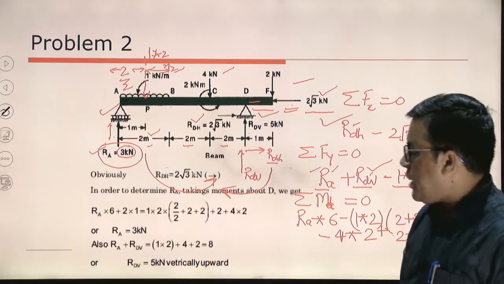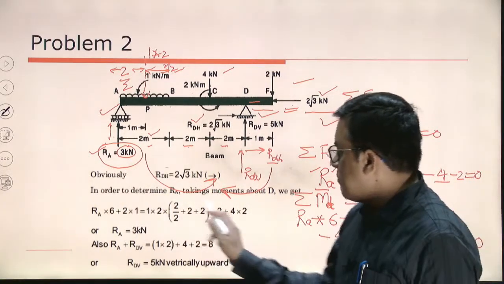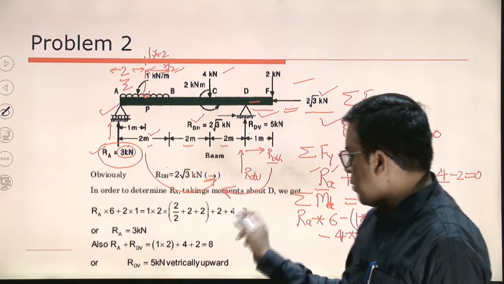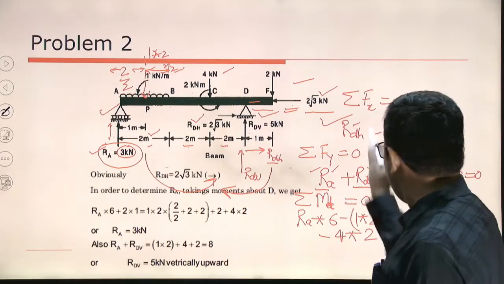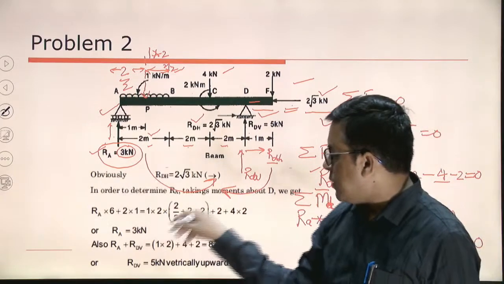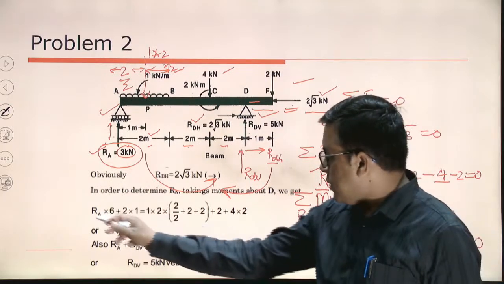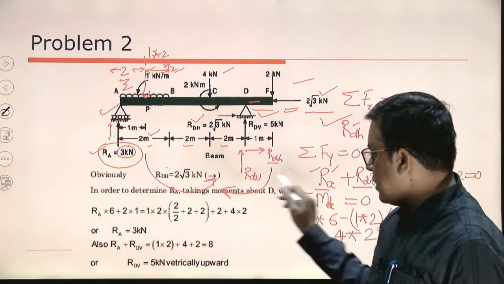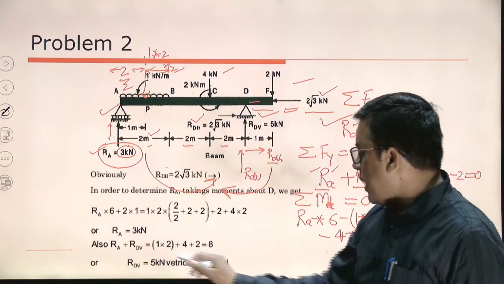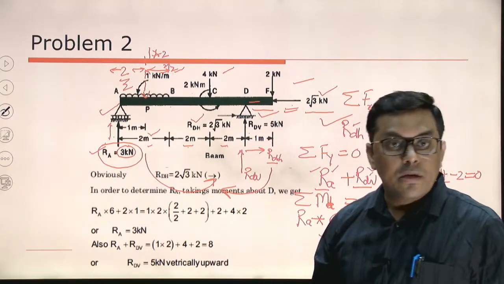RDH is 2 root 3 kilonewton. RA, which is coming out by solving the equation, is already written. I have also already written it, and I have the solution for this particular problem. So RA into 6 plus 2 into 1, this is the same equation, and RDV, that is 5 kilonewton.